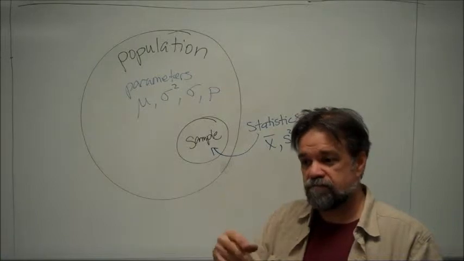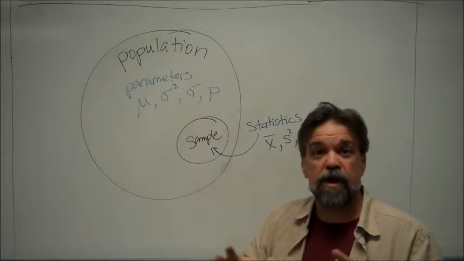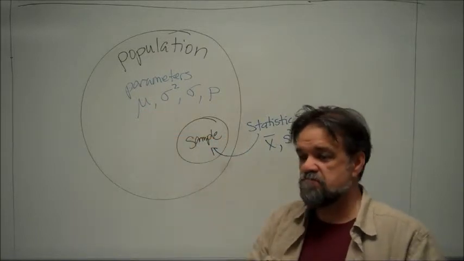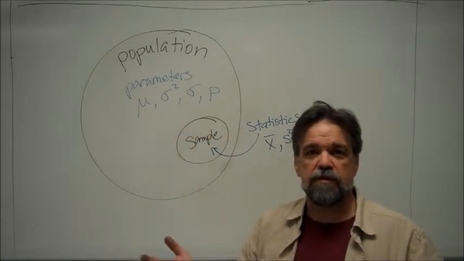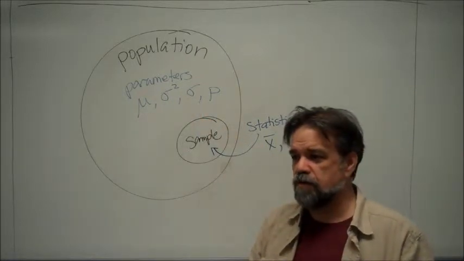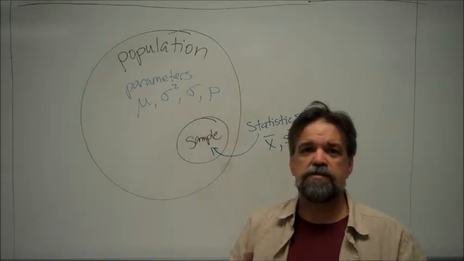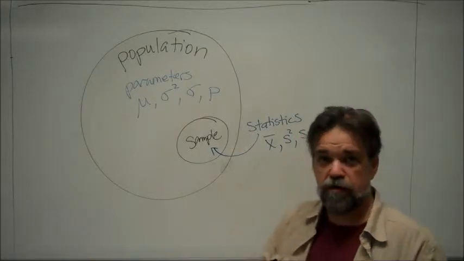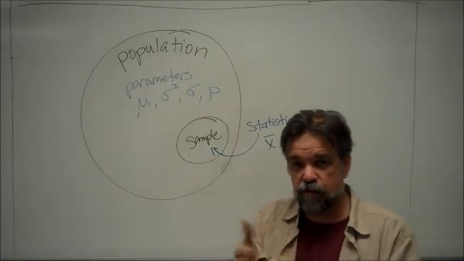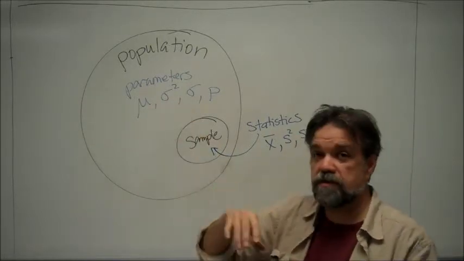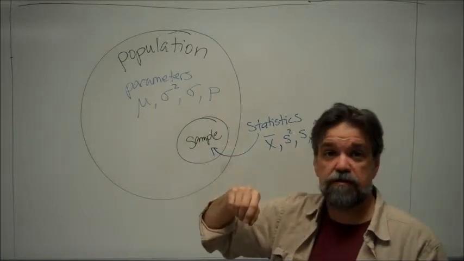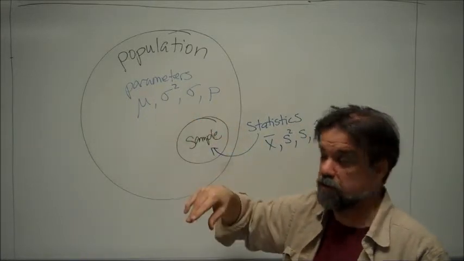Parameters are things that describe that population. For example, the mean height of American males. The variance of the ages of high school students. Okay? Remember, mean, that's a type of central tendency. Okay, that's estimating where the center of the distribution is. Variance is estimating how spread out it is. The standard deviation, which is always just the square root of the variance.